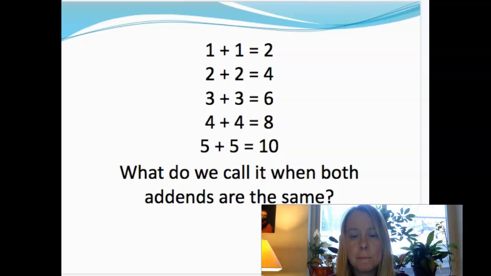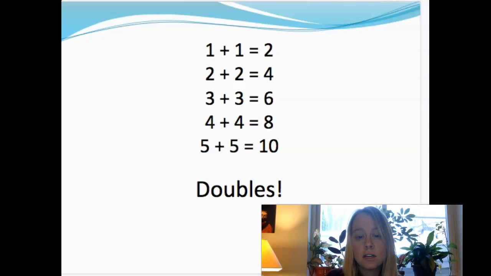What do we call it when both addends are the same? So I talked about this a little bit in our objective this morning, but think back to that. Do you guys remember what we call it when we're adding the same number twice? If you do, maybe shout it out to somebody around you or just think about it in your head. You could even write it down on your paper. We call that doubles. So every single time we're adding the same number, so 1 and 1, 2 and 2, those are called doubles when the addends are the same.